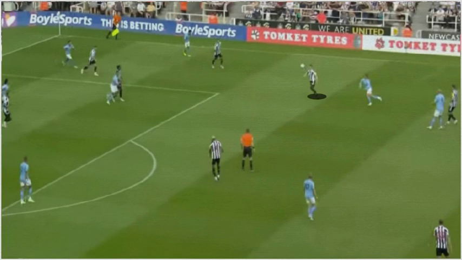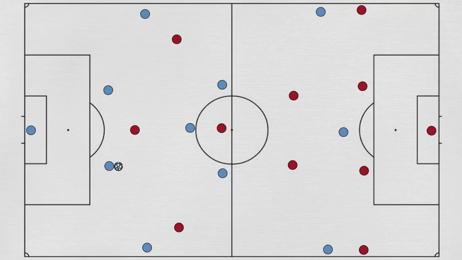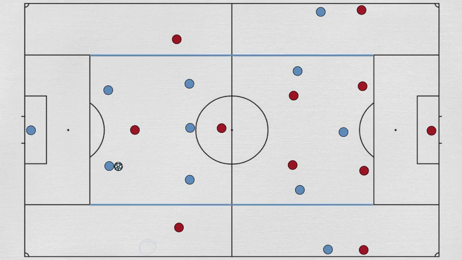United will have to pick their moments when they press City, but at the right time, they can force turnovers. We all know by now that Pep likes to push his fullbacks infield, which allows City's eights to push on, which creates a huge central overload.